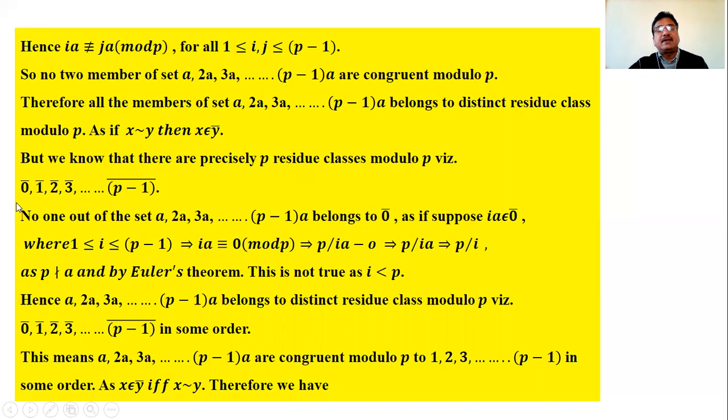But we know that under modulo P there are P distinct residue classes. What are they? 0 bar, 1 bar, 2 bar, 3 bar, up to P minus 1 bar. So there are precisely P residue classes modulo P, namely these. And so no two members of these sets belong to the same residue class. That is, all these belong to different classes.